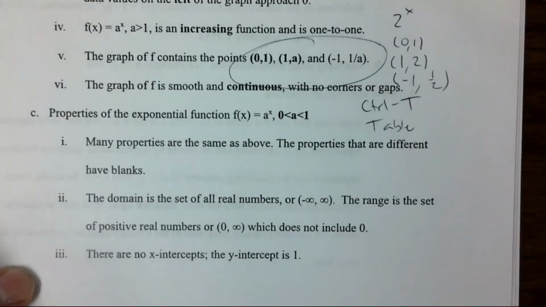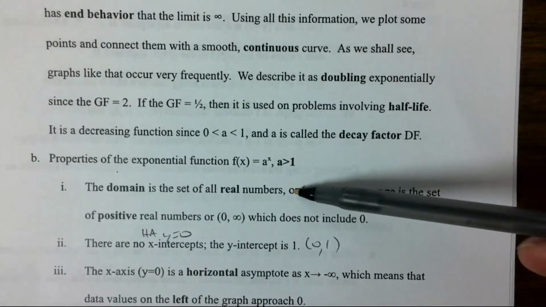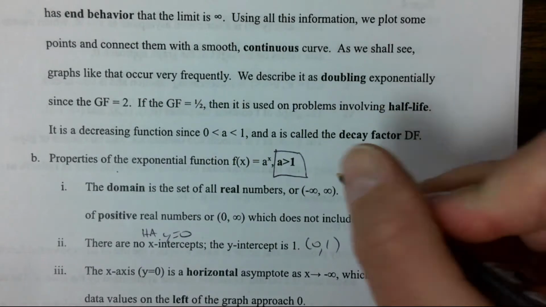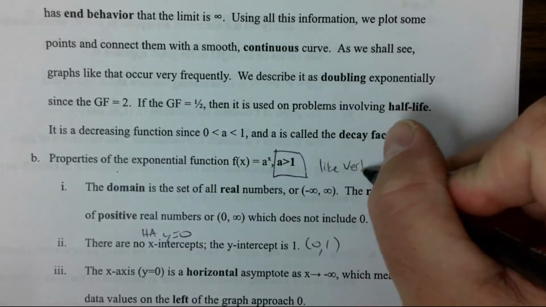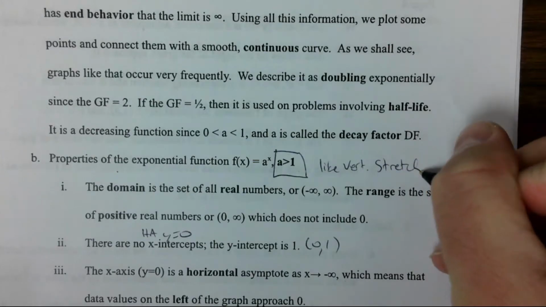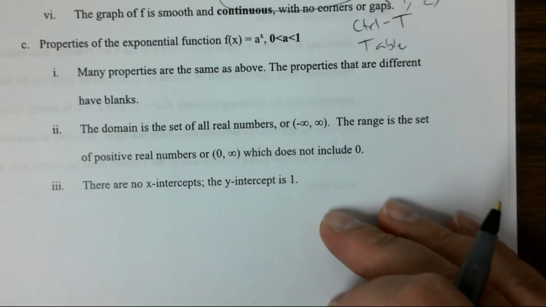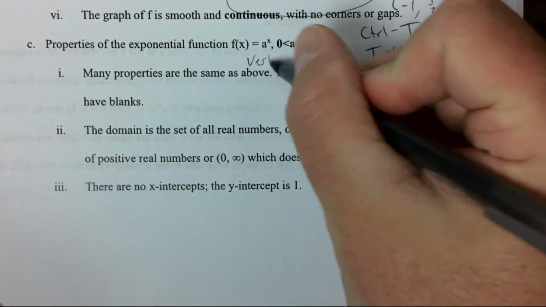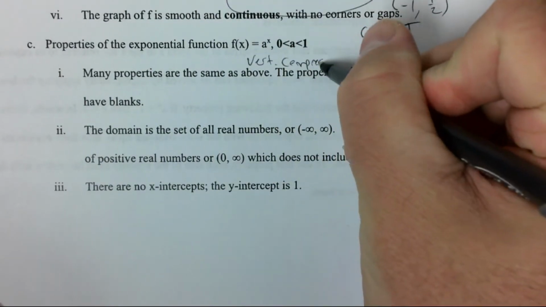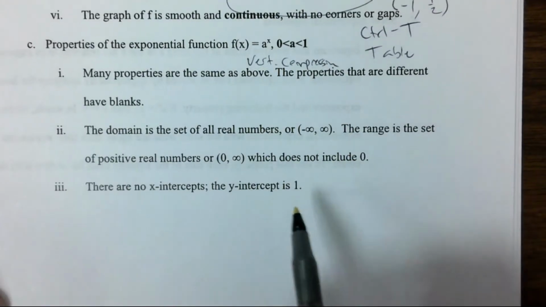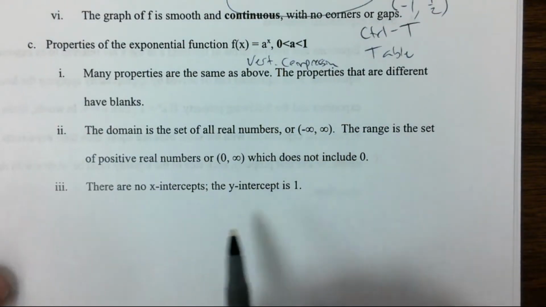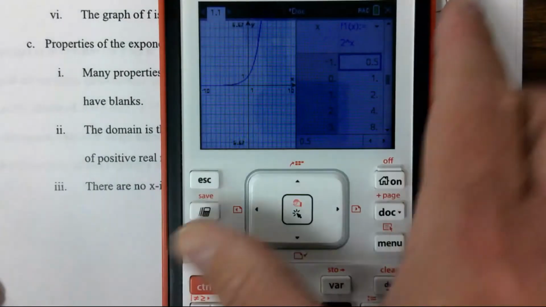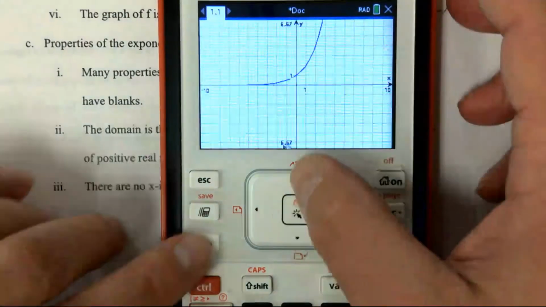Those were the properties. If I go back, these were the properties when a is bigger than 1, which is kind of like a vertical stretch. This is when it's between 0 and 1, like a vertical compression or shrink. So you're still going to have domain all reals and no x-intercepts, and the y-intercept's 1. Let's compare this.